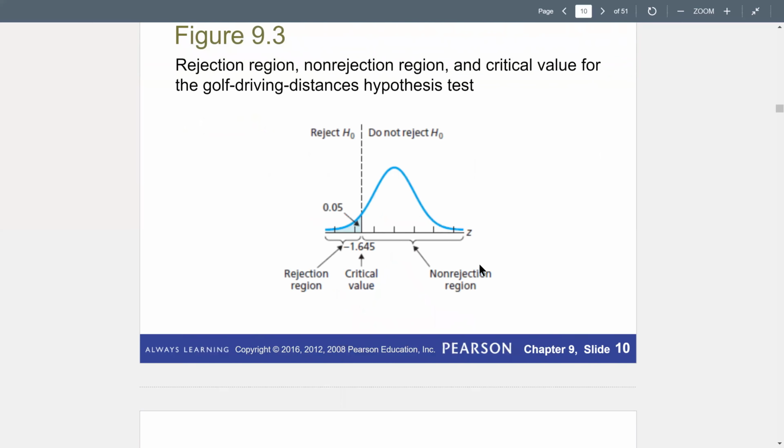Actually, the rationale for the rejection region is like this. In the center is where mu 0 is, which is the claimed value of the null hypothesis.